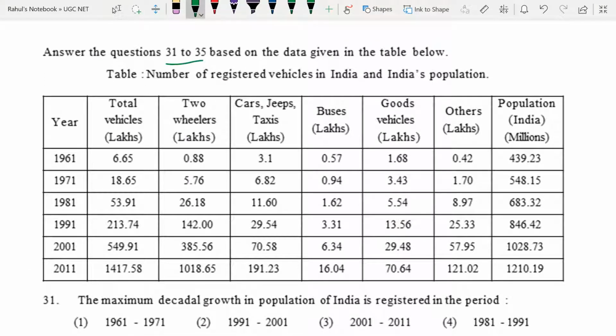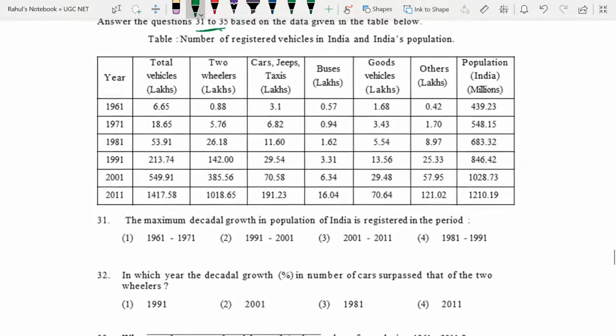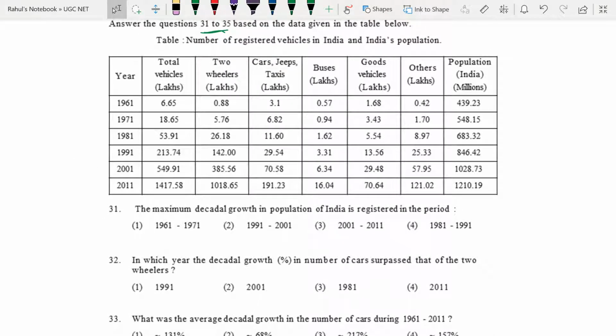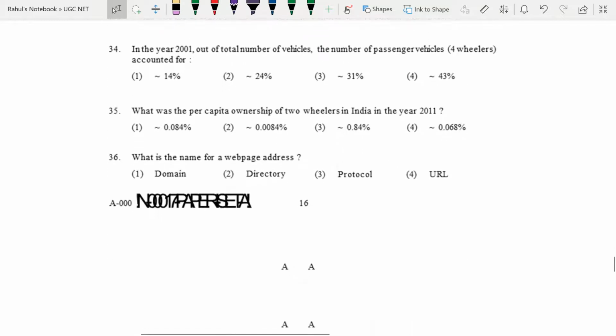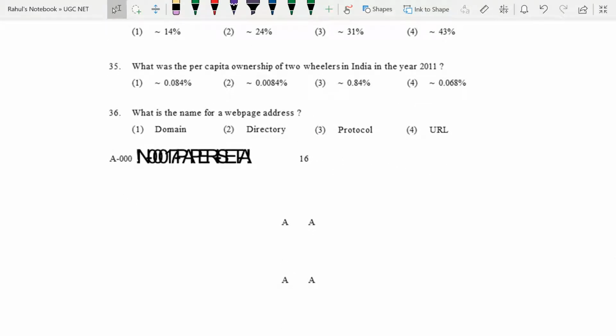Okay, the next 5 questions are based on quantitative aptitude. So we will solve them at the end, so that interest may not get lost, because they might get lengthy. So we will solve them in the last portion of our session.